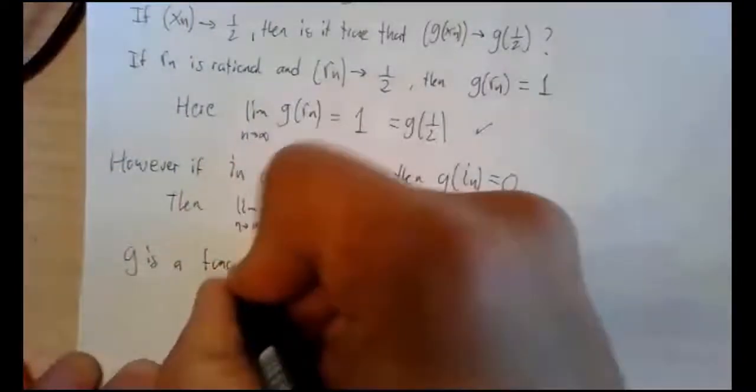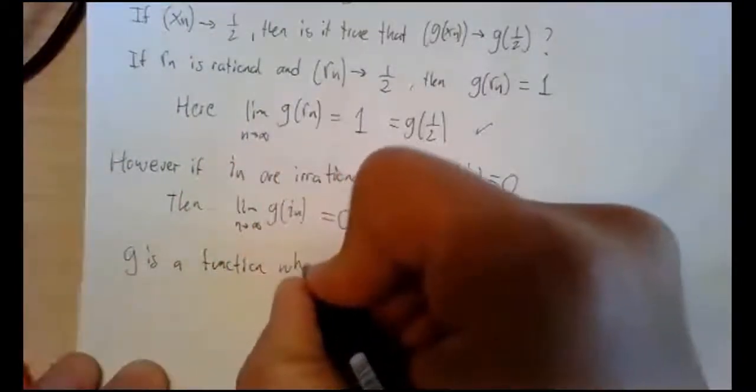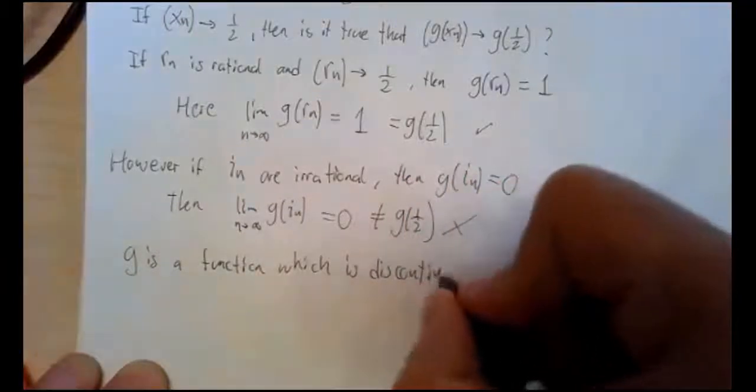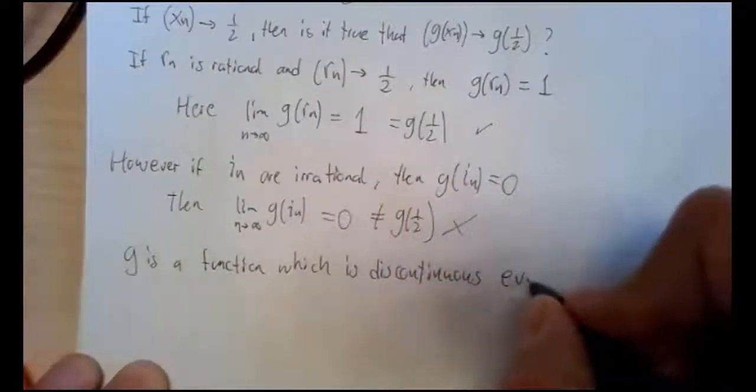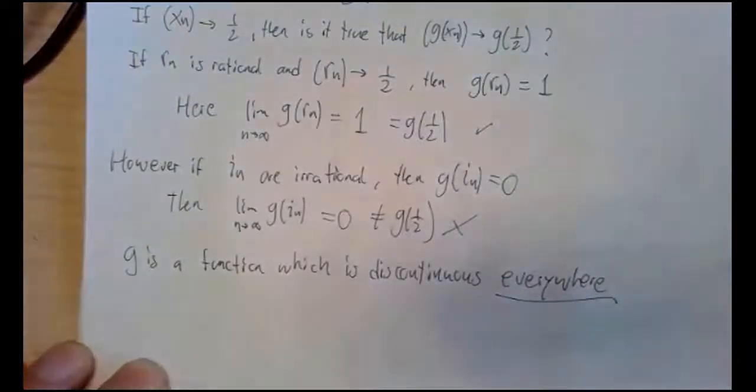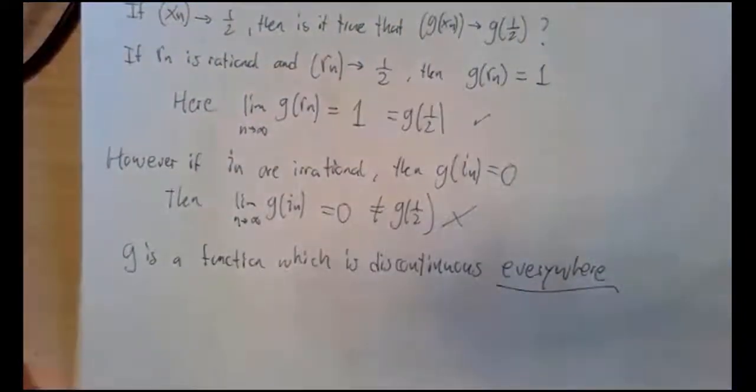G is a function which is discontinuous everywhere, right? So at no point does it satisfy to be continuous. So it's an interesting function. You should remember it for these properties.